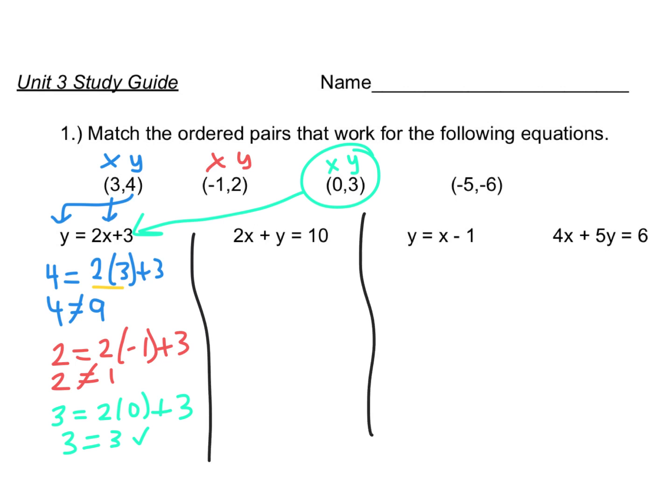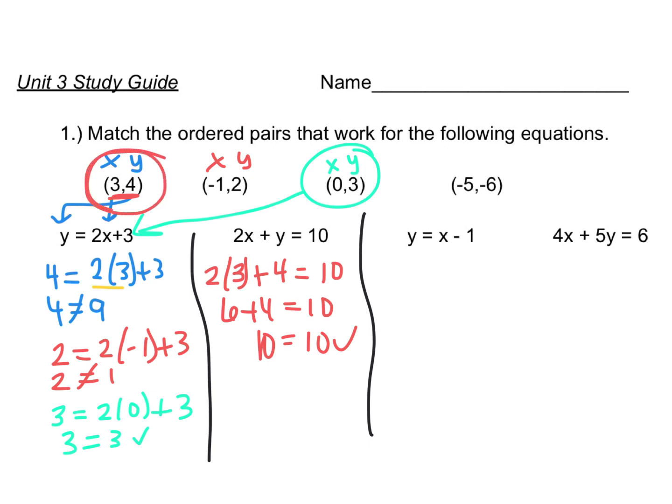Okay, so I'm going to start from the beginning. And I'm going to start with the 3 and 4. So it's 2 times, I'm going to put the x value in for x. The 3 goes here. And then plus the y value. And we're going to see if we get 10. Ooh, and we do. Because 2 times 3 is 6, and 6 plus 4 is 10. So we found it. 10 equals 10. Okay, so this ordered pair, 3, 4, works for our second one.